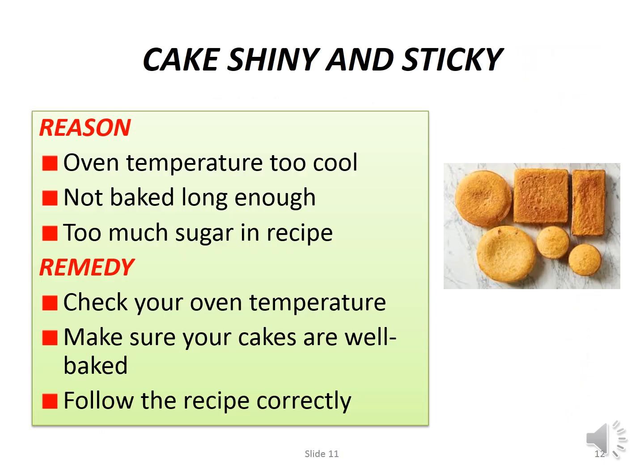Many times we know that the cake is shiny and sticky, and it can be if we put the cake batter in the cool oven, the temperature is not up to the required temperature, and still it is cool, it is low temperature. Or if the temperature is proper but we have not baked it for the recommended time period, or we have added too much sugar in the cake, that will give the shiny and sticky texture to the crust. To prevent it, we should always check the oven temperature and always ensure that the cakes are well baked and use the recipe correctly. All the ingredients given in the recipe should be weighed properly.